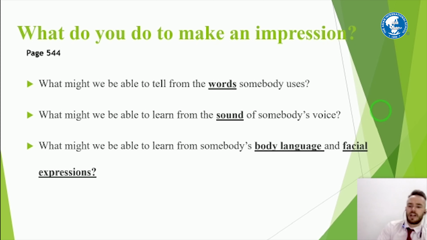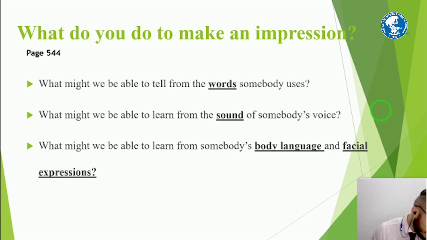Secondly, what might we be able to learn from the sound of somebody's voice? The first thing that sprung to mind was where they are from. I'm sure you have different accents based on whether you're from Hanoi or Ho Chi Minh. Just as in the UK, we have different accents depending on whether we're from London, Manchester, Birmingham, or any other city.